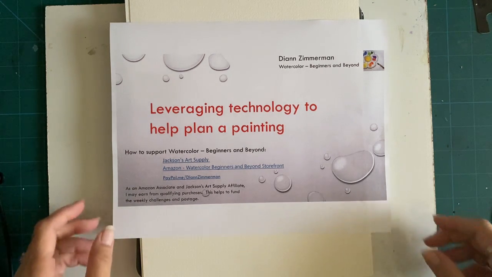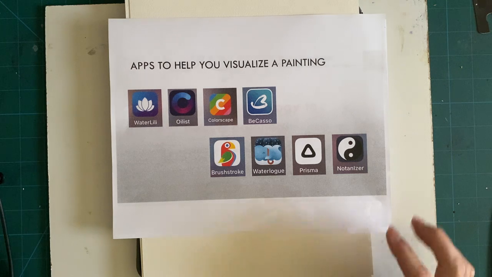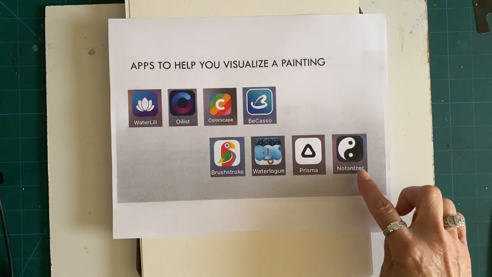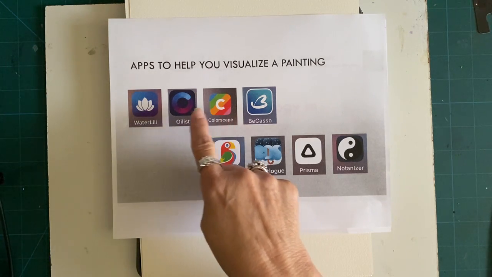So let's get started. So here are some of the apps that you can use to help visualize a painting, where you can import a photograph and manipulate it, add some things, do some things with it. It's really cool. Today I'm going to first show you a high level on some of these apps, and then I'm going to open up and actually show you how to use the apps. I'm going to show Notenizer, Prisma, Waterlog, Colorscape, and Oilist.